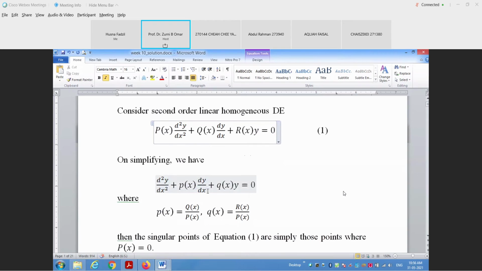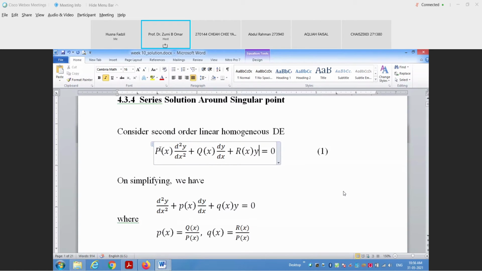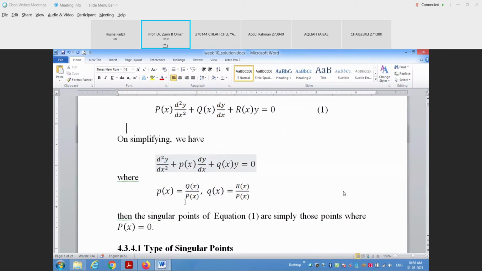We have done this before. We have to change the coefficient of y double prime to be 1, so we divide all terms by capital Px. This one is capital P, this one capital Q, capital R. Before this we had A2, A1, A0. Now we use P, Q, and R. This is just a matter of notation.